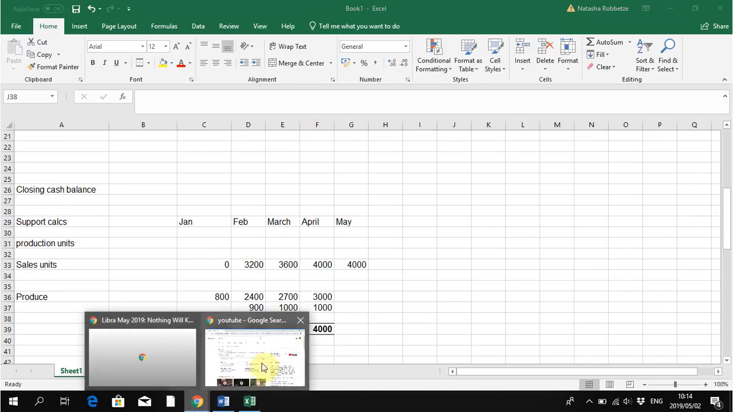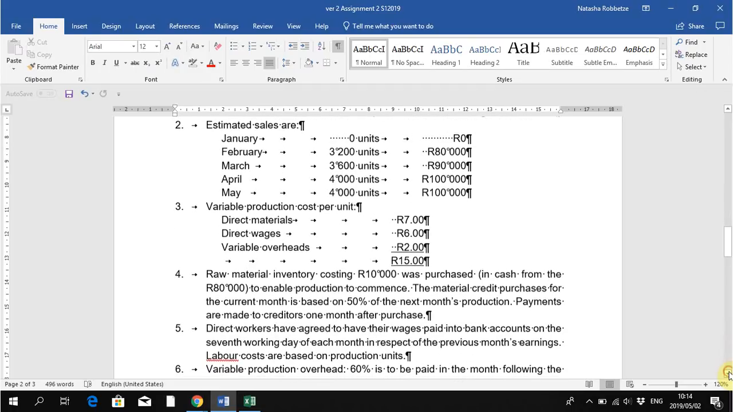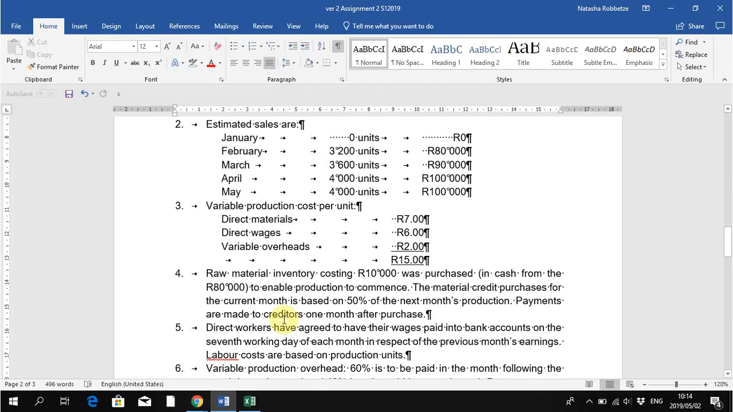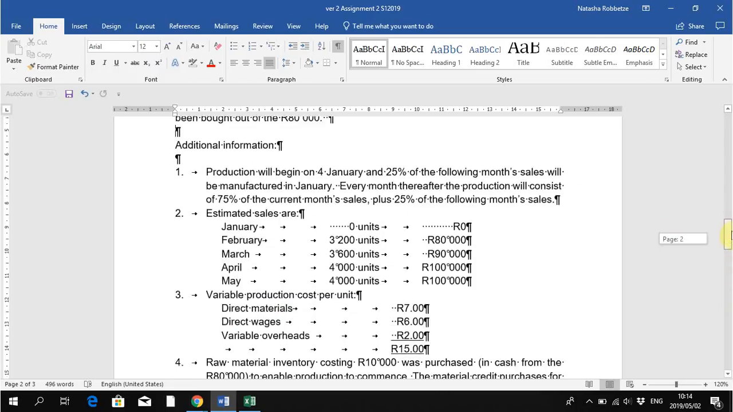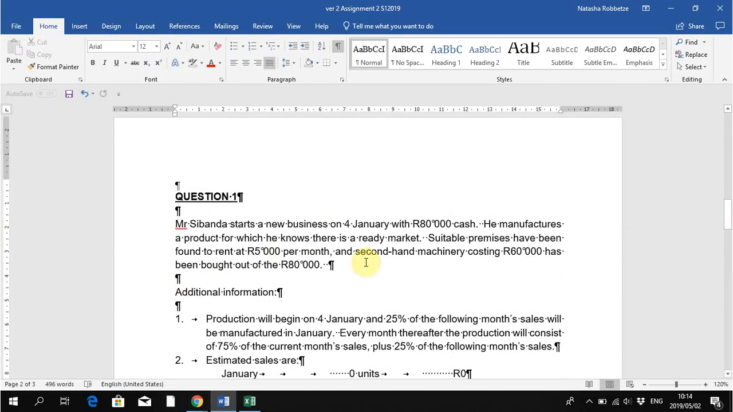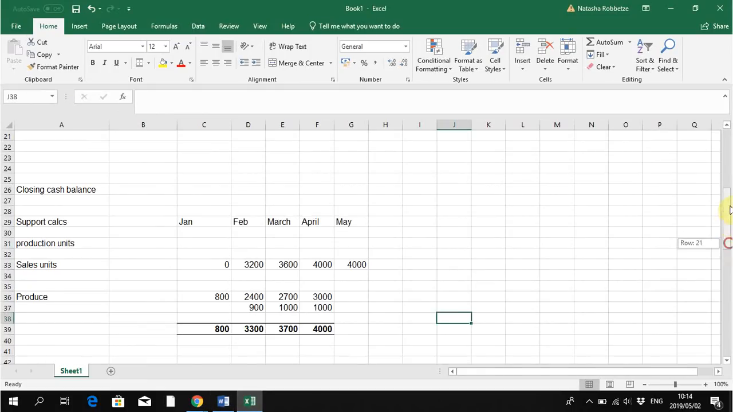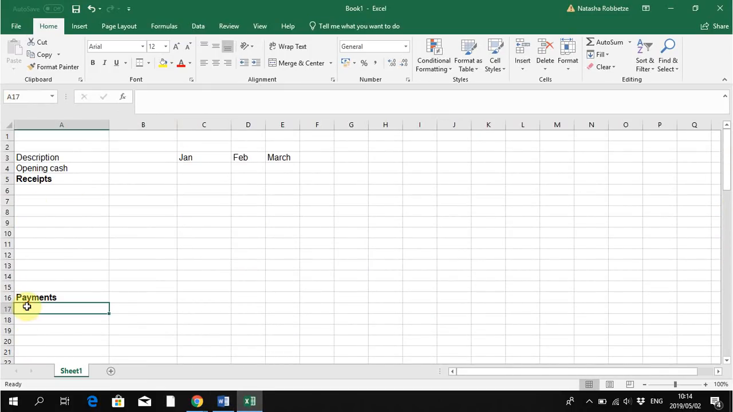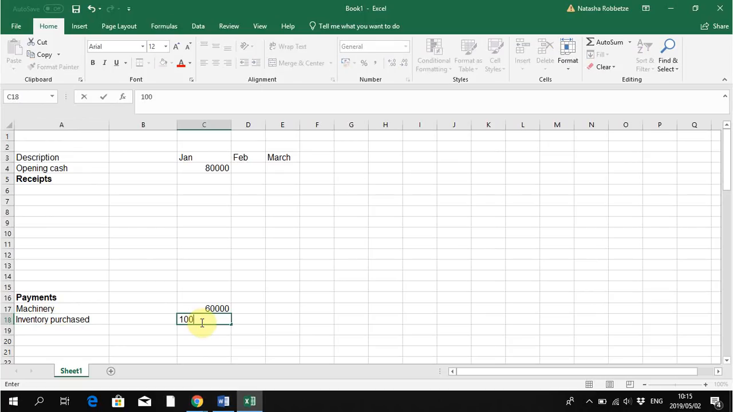Right. If we continue to read the question, they say in note number 4 that raw material inventory costing 10,000 Rand was purchased in cash from the 80,000. So the 80,000 was referred to in the introductory paragraph. So I'm going to go to my cash flow budget, or my cash budget so long, and I'm just going to say under the opening cash that we started this business with was 80,000. Under payments, there were some machines that we purchased. Second hand, it was 60,000. And then obviously we now have some inventory that we purchased, and that was 10,000 Rand in cash.